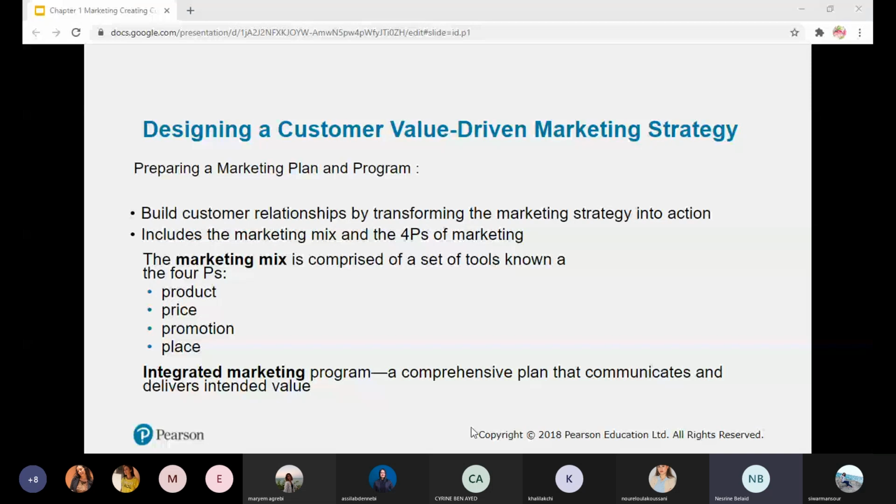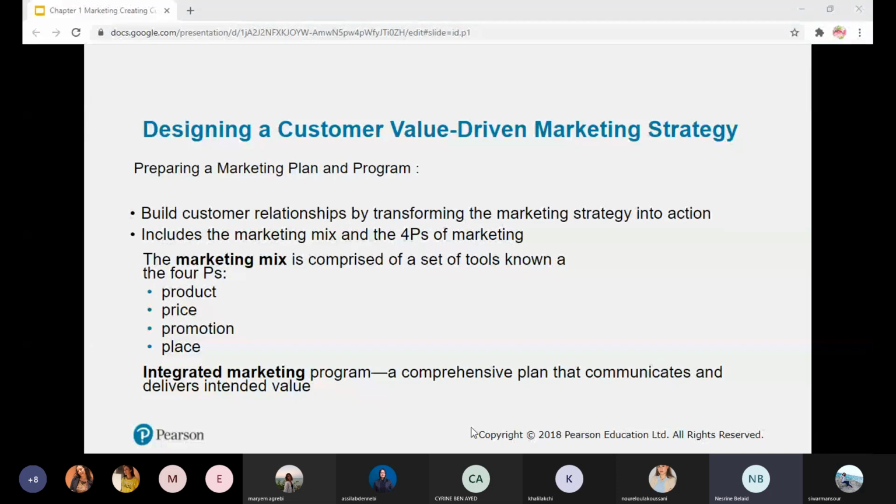Then the major marketing mix tools are classified into 4 broad groups, which we call also the 4 P's, as we said: product, price, place, and promotion. To deliver on its value proposition, the firm must first create a need-satisfying market offering. Need-satisfying market offering, that means the product. Okay, why do we call it need-satisfying market offering? That means that we offer something to satisfy a specific need, and this something is called the product.